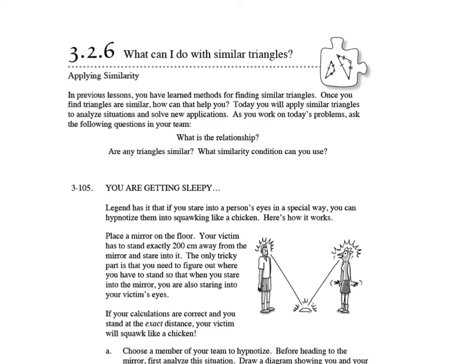Today is talking about applying similarities. So what can I do with similar triangles? It says here in the beginning paragraph that in previous lessons you've learned methods for finding similar triangles. And once you find triangles are similar, how does that help you? Why do we care about that?